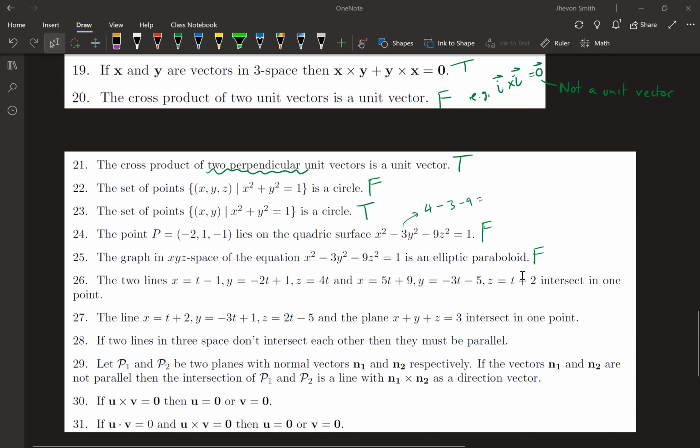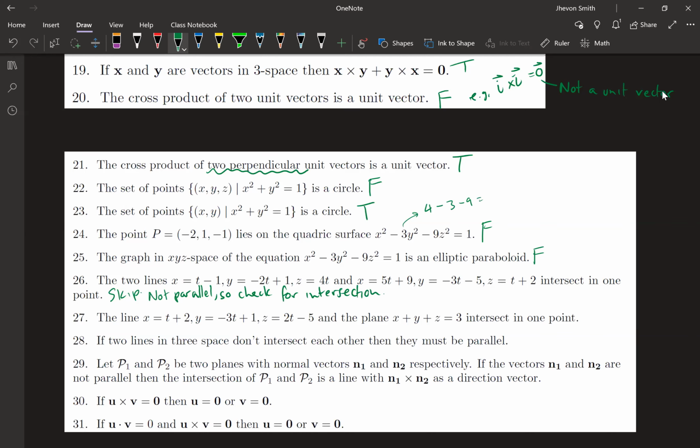The two lines intersect at one point. I mean, that's kind of annoying to do. But of course, you'll just actually find, unless there's an easy thing here. I mean, they're not parallel, so you just have to check whether or not they intersect. Not parallel. So check for intersection. I don't want to waste time working through that.